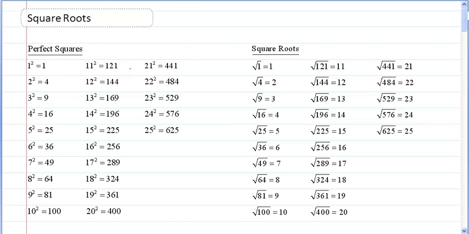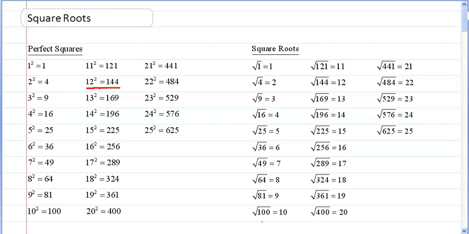In this lesson you will learn how to evaluate square roots. On the left side of the screen I have the first 25 perfect squares. Most students have memorized up to 12 squared, but it will really help you if you memorize at least up to 25 squared. So when you're asked to evaluate a square root, you're looking for two numbers that multiply to the number underneath the square root symbol.